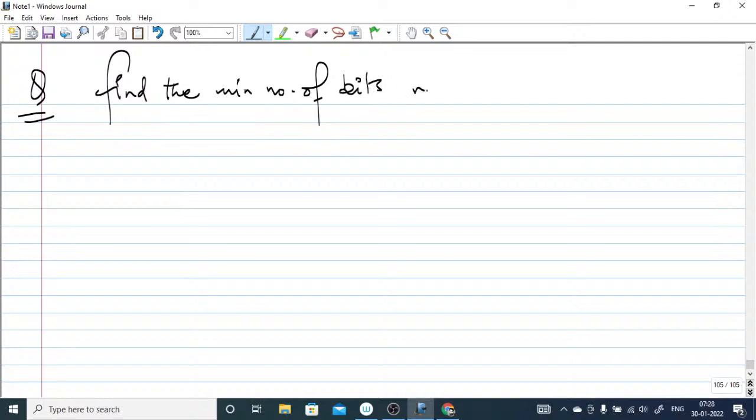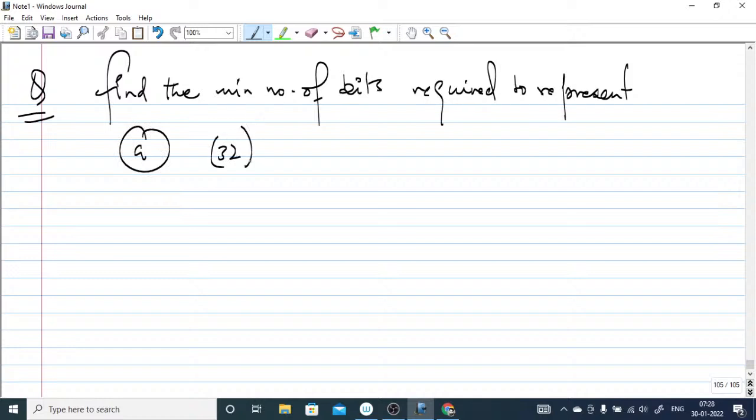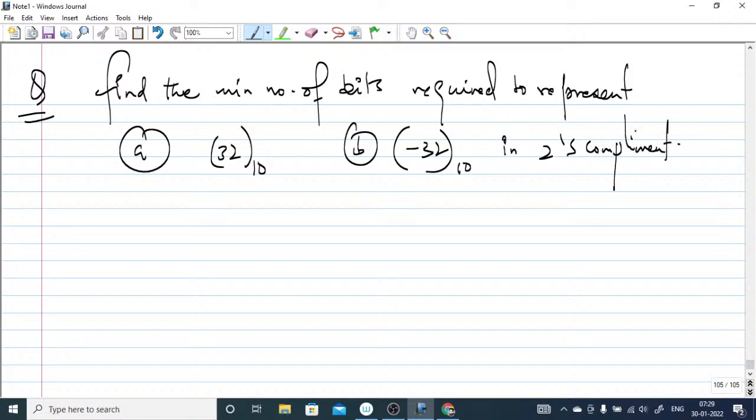required to represent a, which is given as 32 in decimal, and b, which is given as minus 32 in decimal, in 2's complement. So they are asking in 2's complement how many minimum number of bits are required to represent them.